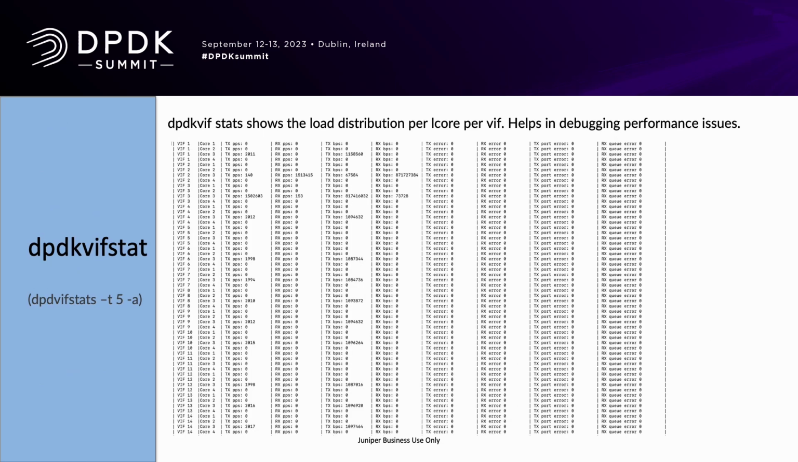This slide showcases the DPDK vif stats output, which shows which packets are landing on which lcore and the rate at which those packets are flowing. This really helps in debugging performance issues. When you detect back pressure somewhere, you run this command, you can take a look at which lcore is more utilized and do the necessary load balance adjustment if required.